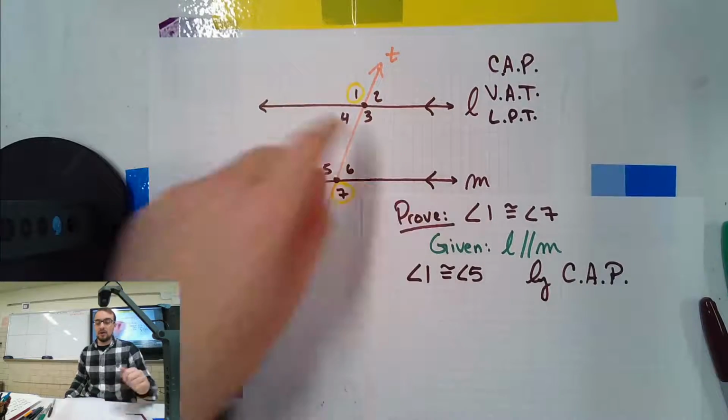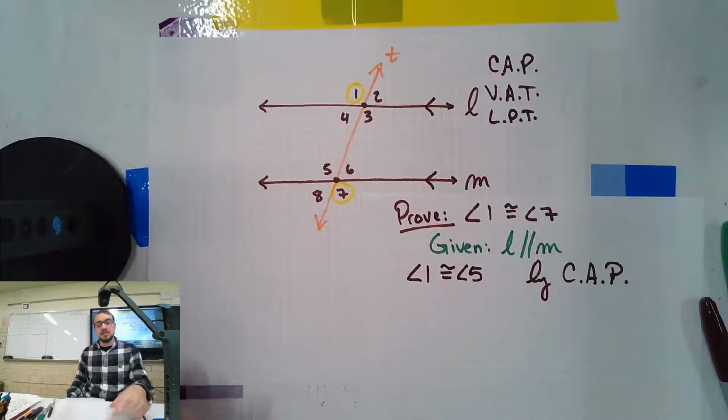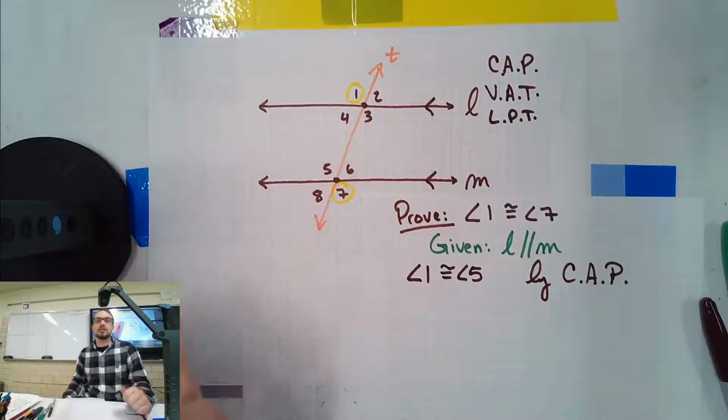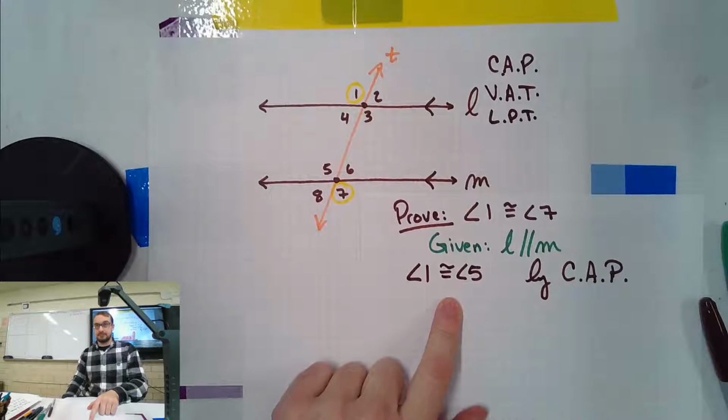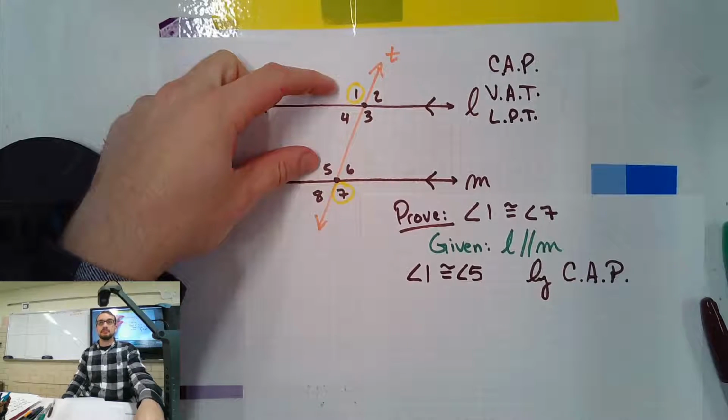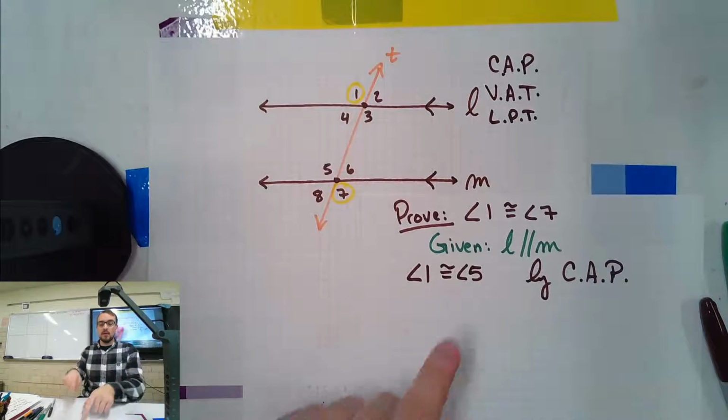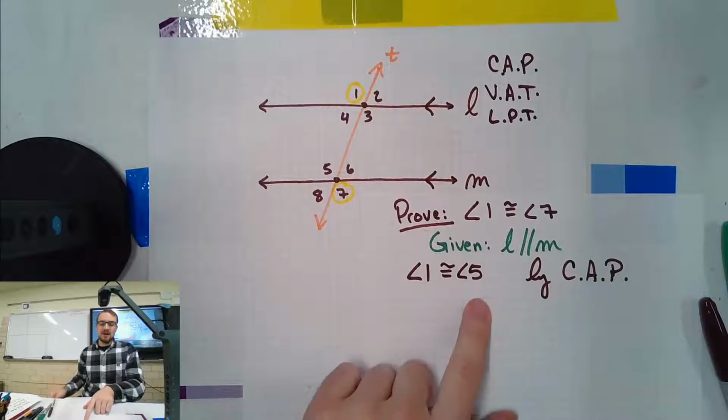And when the lines are parallel, corresponding angle postulate says, hey, if those lines are parallel, then the corresponding angles are congruent, which they are. So far, so good. 1 is congruent to 5. Now, we want to know about 1 and 7. So does 5 have a relationship to 7?